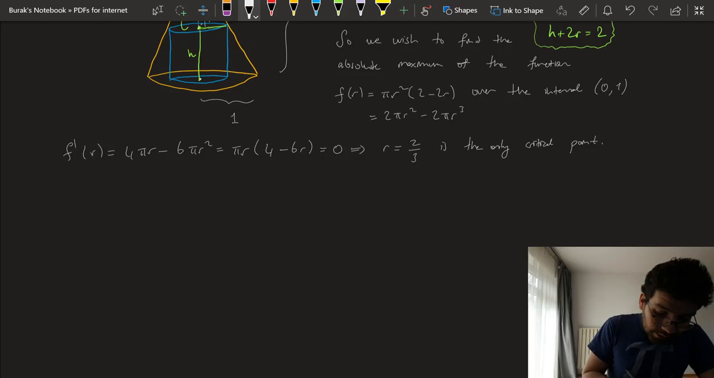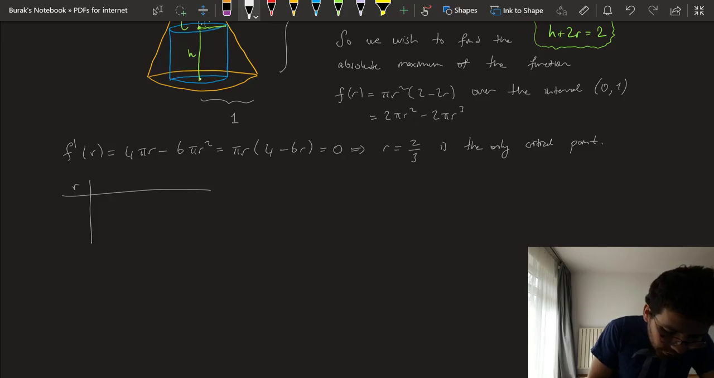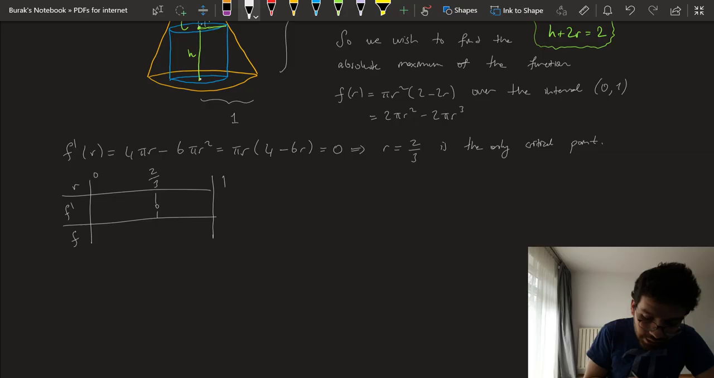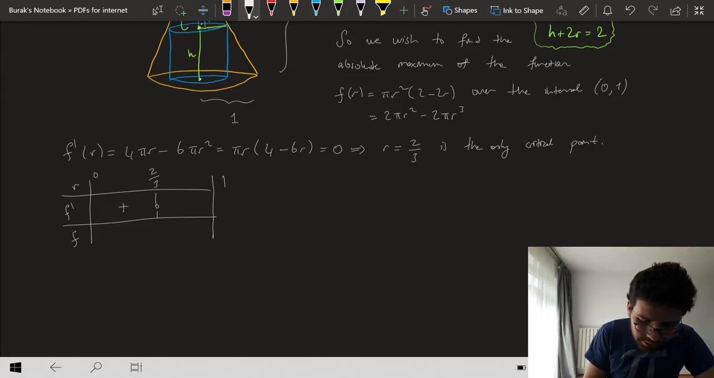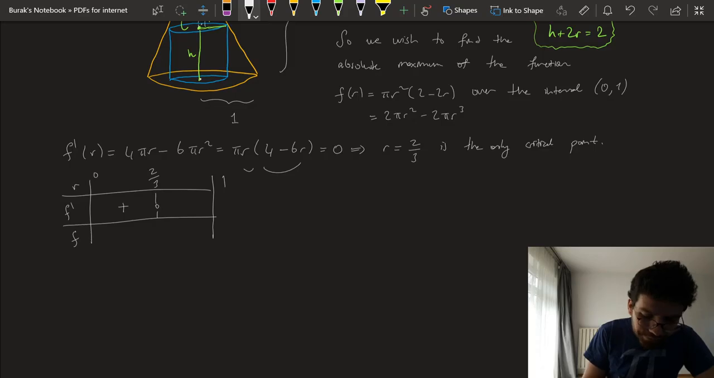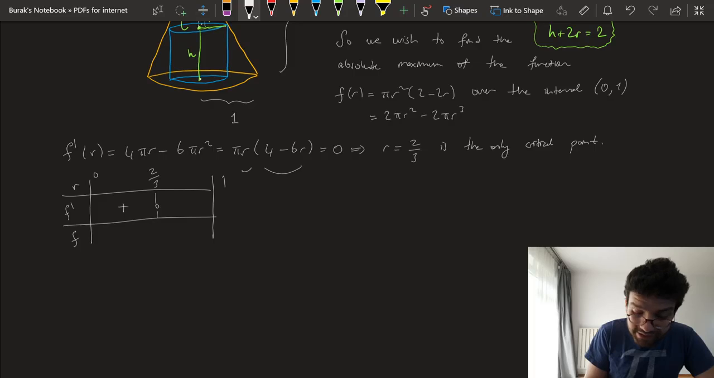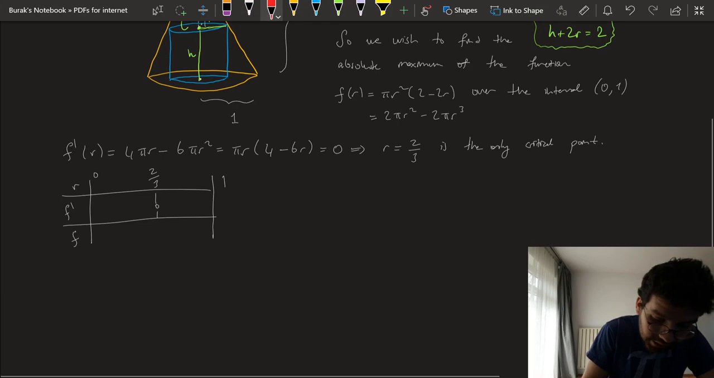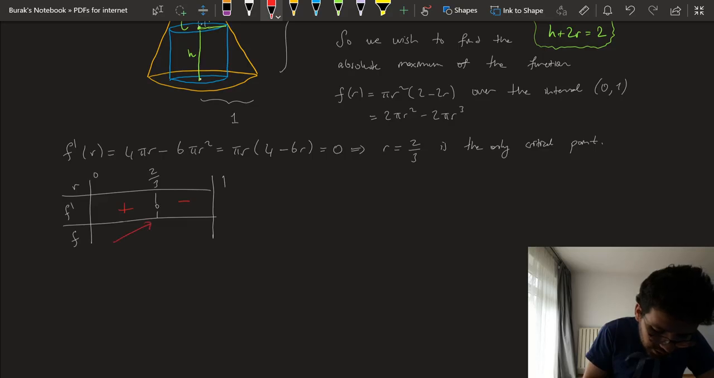Okay, and if you draw this picture, this is 0, this is 1, I have 2/3 here, I have one critical point. The derivative over here is positive, because if r is between 0 and 2/3, this is positive and this is positive, so their product will be positive. But if r is bigger than 2/3, then this is positive and this is negative, so this will be negative over here, which means that my function is increasing and decreasing.